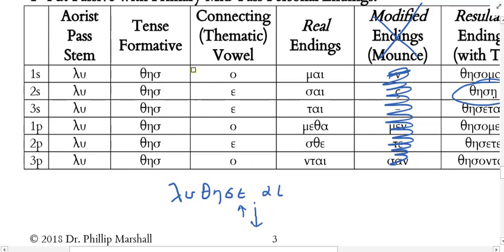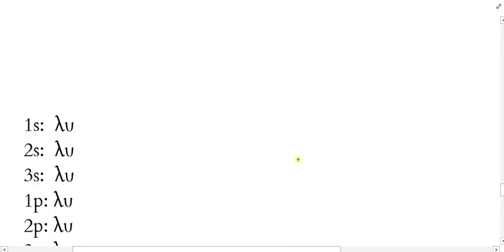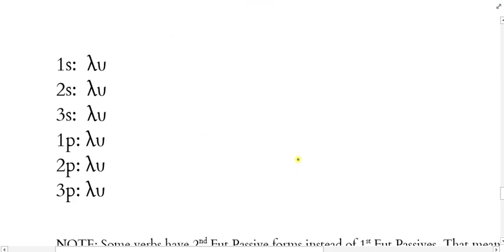Epsilon, alpha, contract to what? Eta. Very good. And then what will happen to the iota when I have a long vowel before it? It will subscript. Okay, so it becomes that. Good. So you see how that happens? So luthese, luthese. Okay, good. So let's build our forms real quickly here, shall we?